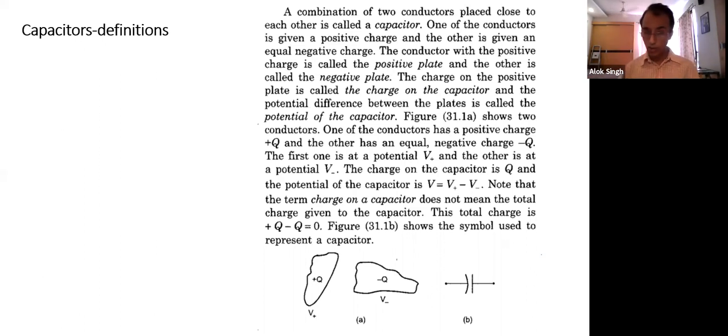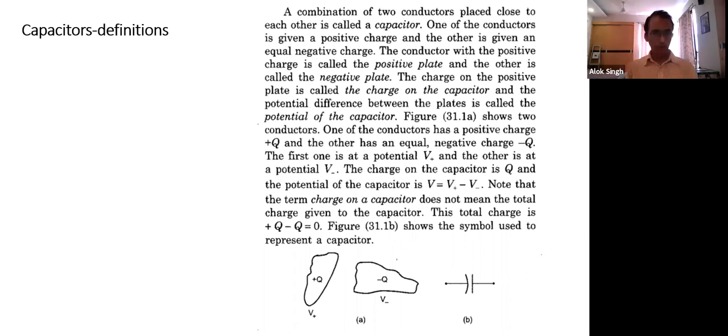And what is the potential of a capacitor? There are two conductors. The potential difference between the two conductors is called the potential of the capacitor. So capacitor, positive plate, negative plate, charge of a capacitor, potential difference, potential of a capacitor. These 3-4 simple terms we understood. And this is how typically we represent a capacitor. Sometimes one line can be curved, or many times two parallel lines indicate a capacitor. So these are simple definitions.